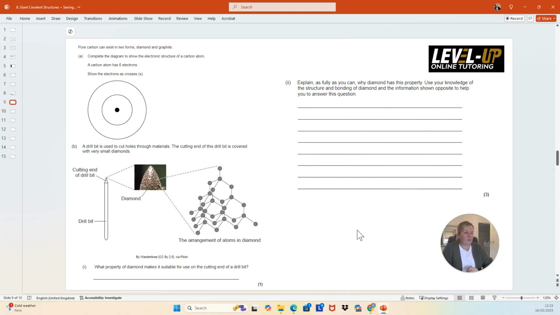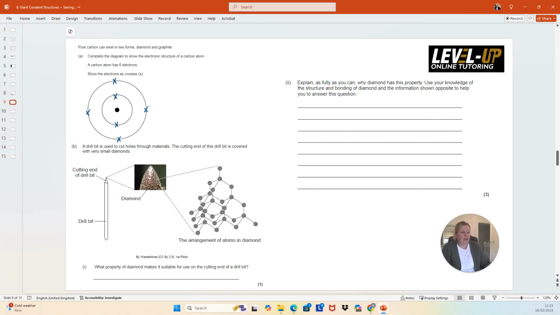Okay, now this question takes it back a little bit and brings in a little bit of atomic structure. It tells us that carbon has 6 electrons, and to show the electrons using crosses. So it's testing our knowledge, knowing that we can have 2 electrons in that first shell, and therefore we must have 4 electrons in that outer shell.